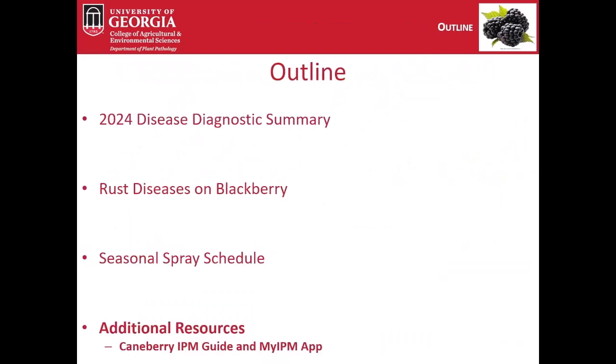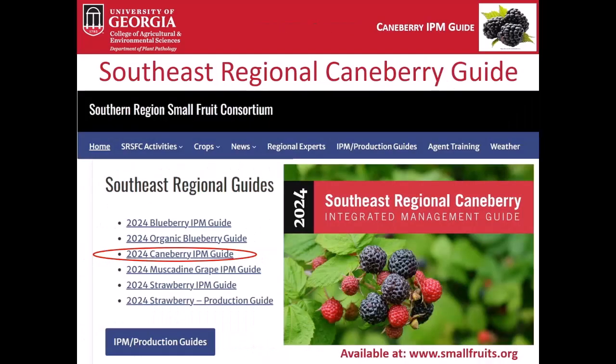So some additional resources. You're probably aware of the Southeast Region Small Fruit Consortium's IPM guides that are available for caneberries. So I'm the editor of that guide. This is the 2024 guide. That's what's up currently. There have been a few minor changes that will come out soon in the 2025 guide. I'm actually waiting for one collaborator to get back to me so I can fix one little part of the guide, and then it'll be ready to go for the 2025 edition. But no major changes in it from a pathology standpoint.